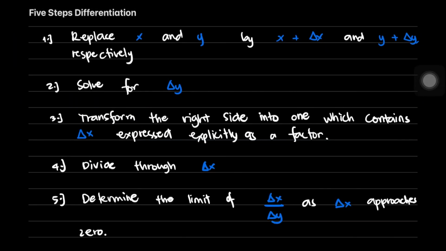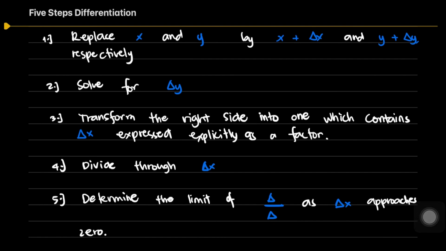Alright, so if we're going to recall the 5 steps of differentiation and summarize it here, the first step is to replace x and y by x plus delta x and y plus delta y respectively. The second step is to solve for delta y. After solving for delta y, we're going to transform the right side into one which contains delta x expressed explicitly as a factor. Now divide both sides by delta x to obtain delta y over delta x, and then after that we're going to determine the limit of delta y over delta x as delta x approaches 0.